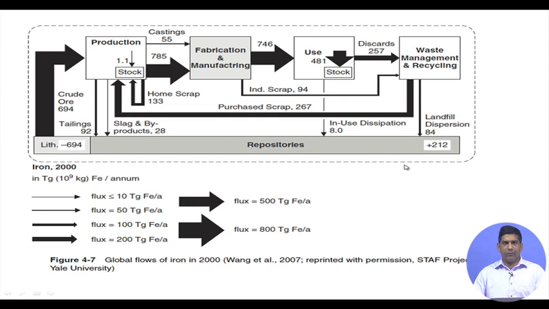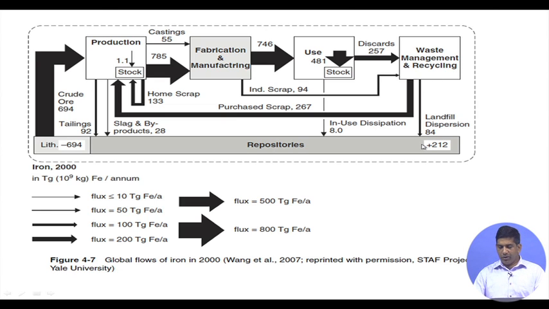So there are repositories of iron. We talked about that in the previous module, that there are different types of reserves. From that reserve, you will get some iron coming out. That would be crude ore, some iron tailings. Then the production of the iron will be there. In the production phase, some may go back into the repository in terms of the waste and other stuff. Then you do the casting, goes to fabrication and manufacturing, then use, discard, waste management and recycling.